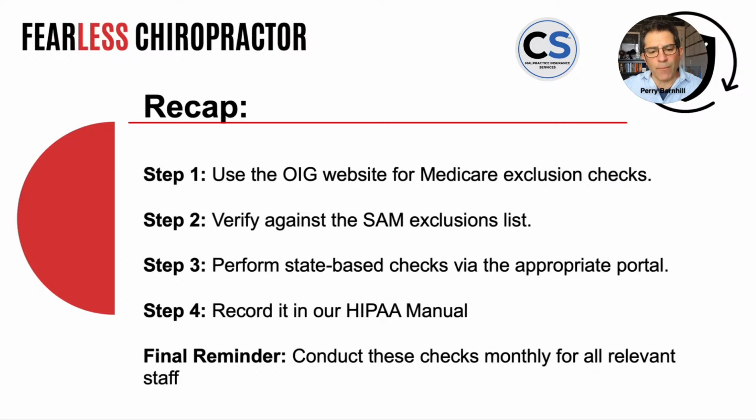So what are the next steps? Again, I'm just going to recap. We're going to go over this again. OIG website, check for the exclusion list, verify against the SAM exclusion list, check your state, and we record it in our HIPAA manual. You have an OIG manual if you're not aware of that. They're very, very closely related. You got to have OIG compliance as well if you're doing any kind of federally funded program. And again, you have to conduct these checks monthly for all relevant staff.